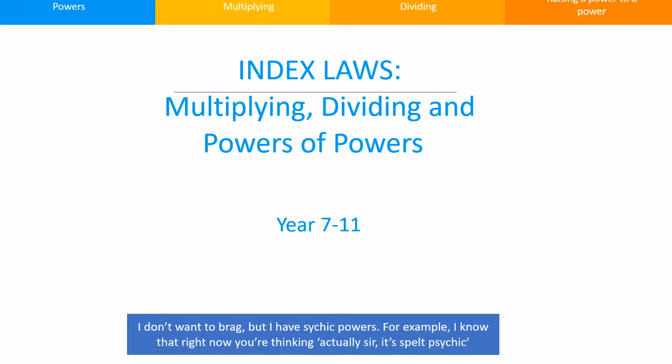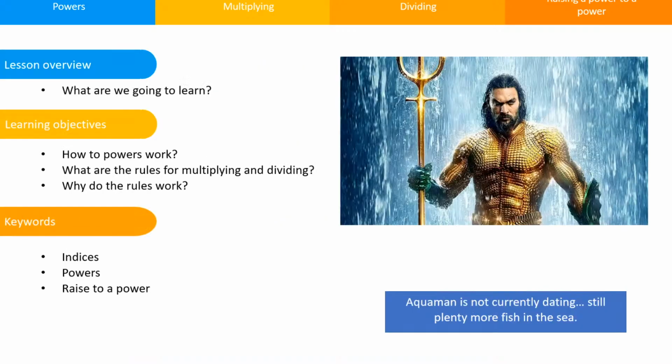So let's start at the very beginning, which is always a very good place to start, with what powers are. Hopefully you can see the title page. We're going to be looking today at index rules. We're going to look at multiplying powers, dividing powers, and powers of powers. Hopefully all of that will make sense by the end, and you'll understand what's going on. This is what we're going to be covering.